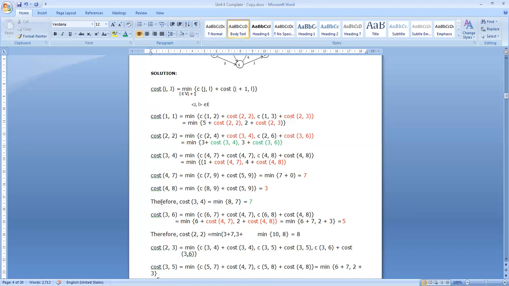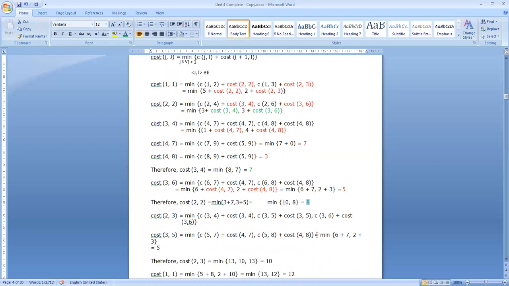Cost of 3, 6. Where is cost of 3, 6? It is 5. So cost of 2, 2 is equal to minimum of 3 plus 7, which is 10, and 3 plus 5, which is 8. So 10 comma 8, it is 8. So cost of 2 comma 2 is found to be 8.